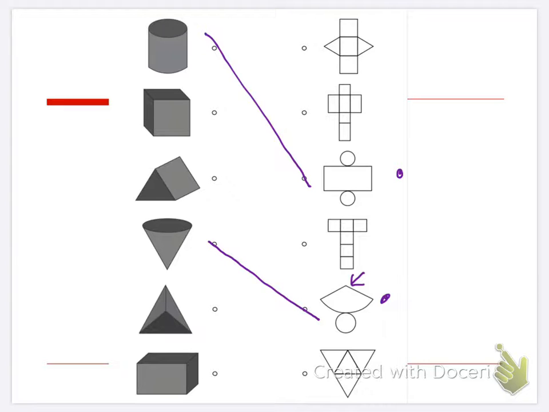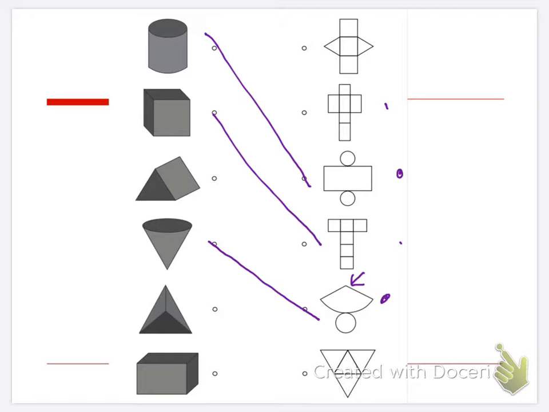Our next one up is here. You see you have a cube. That means all the sides are the same. The only ones that could potentially be that are the second and the fourth one. And we see the second one has 3 sides, they're just a little bit bigger, 4 sides. So we know that the cube has to go with this one where they're all the same size.